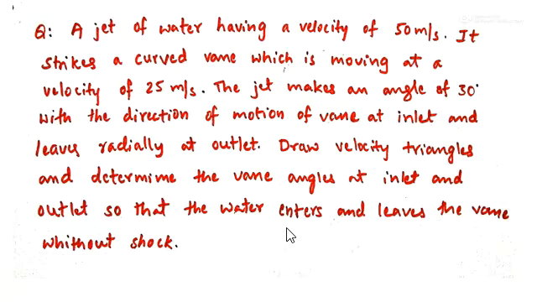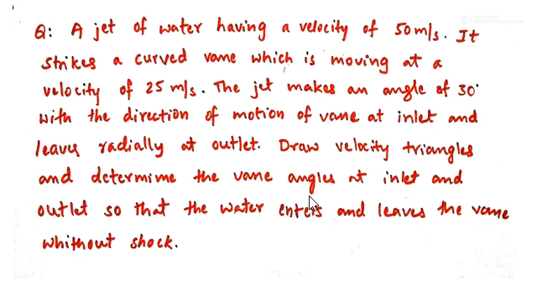So vane angles, in general we will take the inlet vane angle symbol as theta and the outlet vane angle symbol as phi. So theta and phi we have to find out here, so that the water enters and leaves the vane without shock.